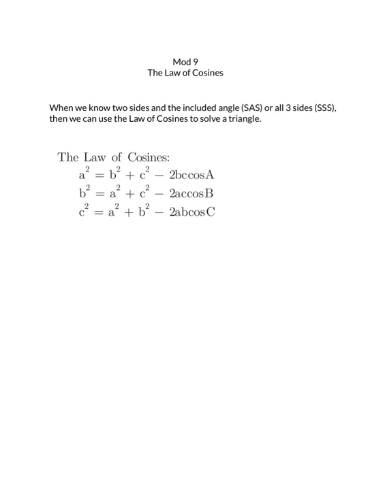The law of cosines has three different forms. As you can see, we have a squared equals b squared plus c squared minus 2bc times the cosine of A. We have b squared equals a squared plus c squared minus 2ac times the cosine of B, or c squared equals a squared plus b squared minus 2ab times the cosine of C. The version that you choose is dependent on what information you have.